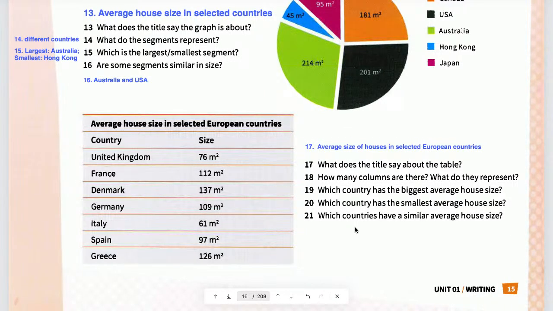18. How many columns are there, and what do they represent? Hương.